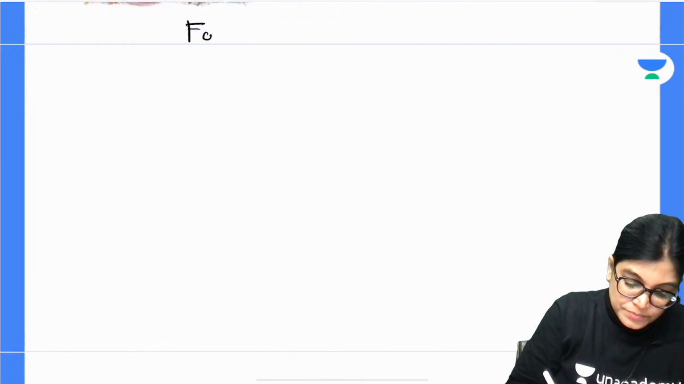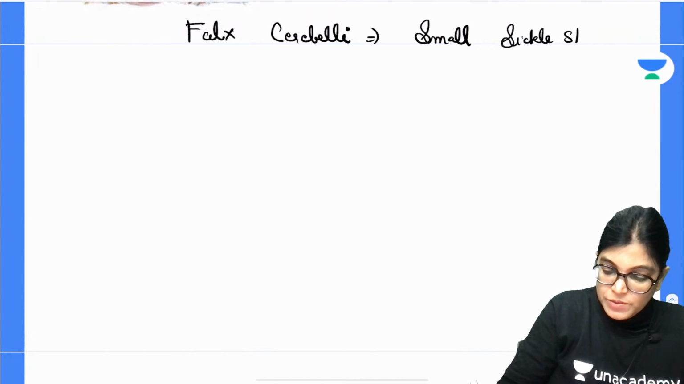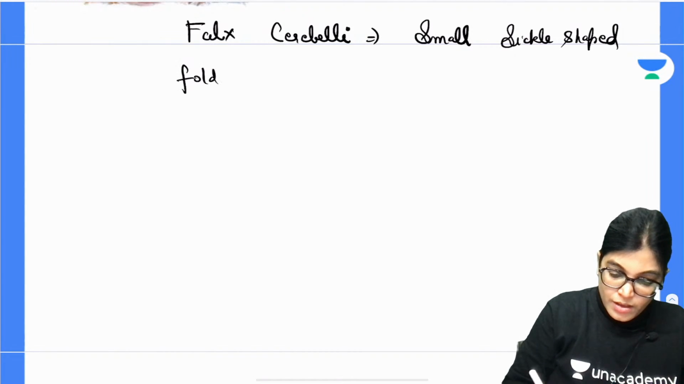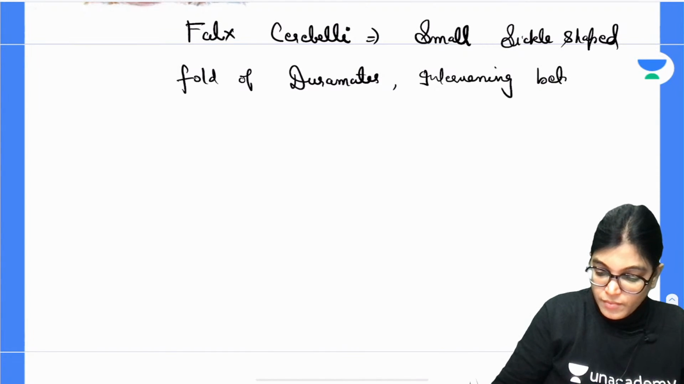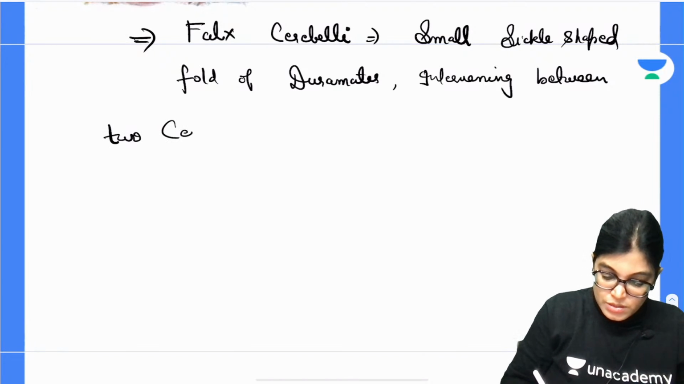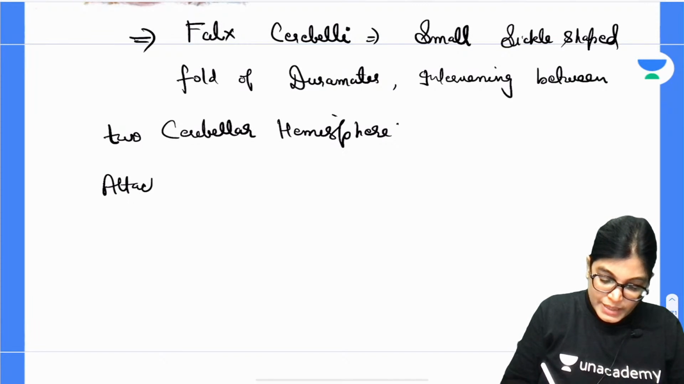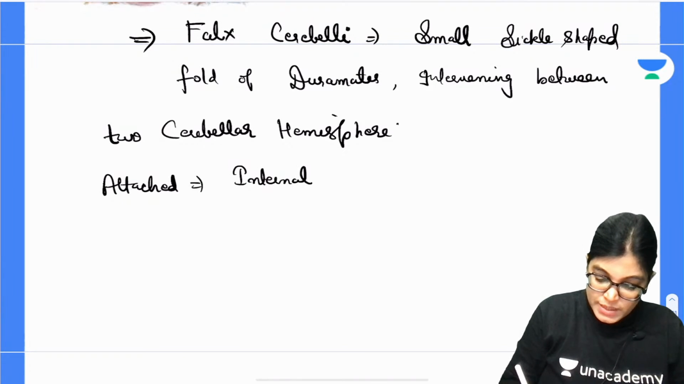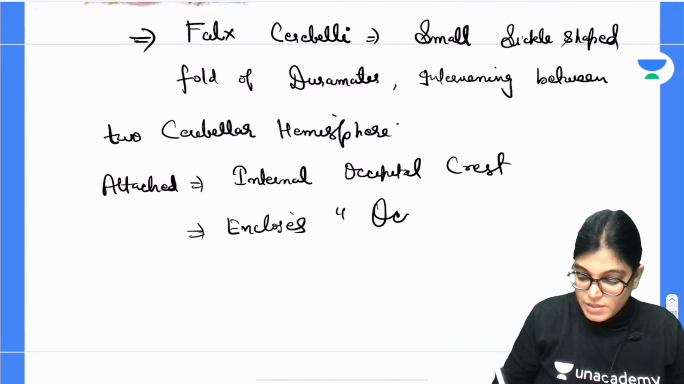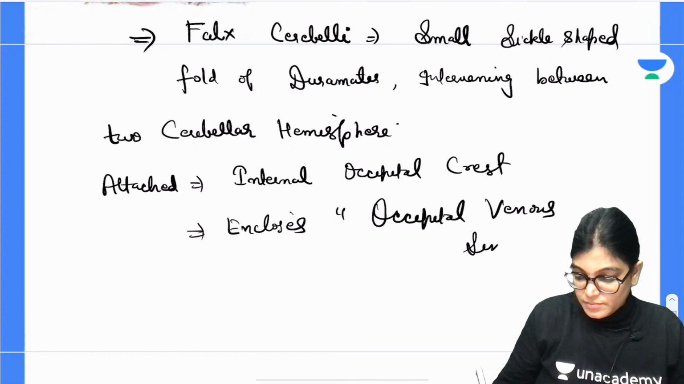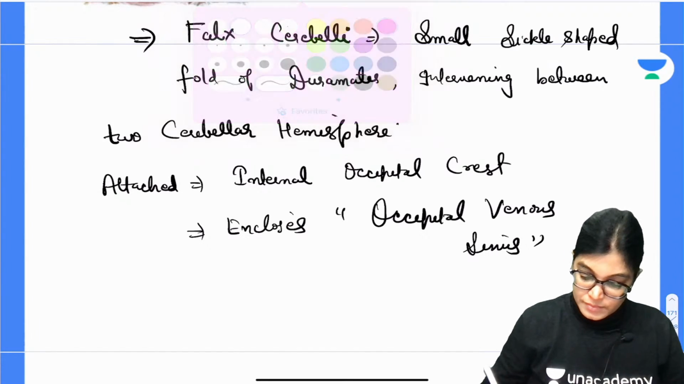Now let's talk about falx cerebelli. Small sickle shaped fold of dura mater, intervening between the two cerebellar hemispheres. Where is it attached? It is attached to the internal occipital crest. And what is it enclosing? It encloses one small sinus, that is called the occipital venous sinus.